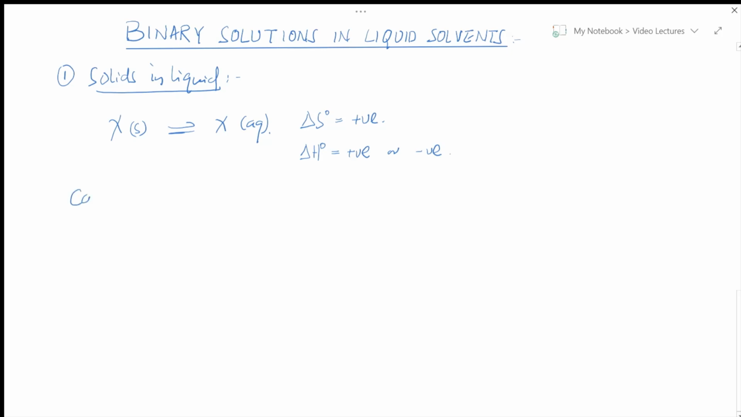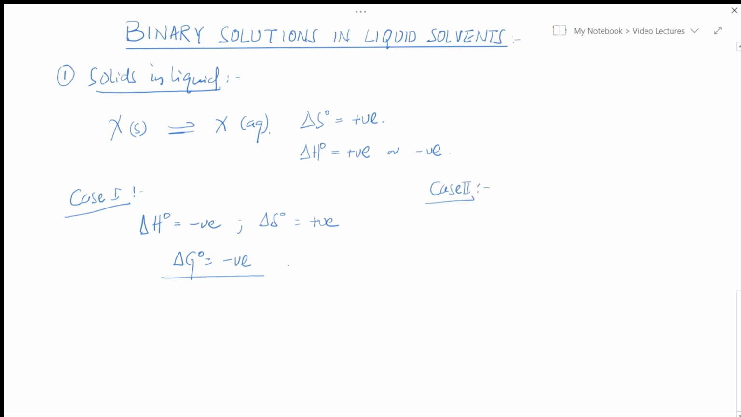Now, for the specific scenario in which enthalpy change is negative, we have a scenario where delta G naught for this change will be negative, because delta H naught is negative and delta S naught is positive. Since delta G naught is negative, this means that this solid will be soluble in the liquid at all temperatures.